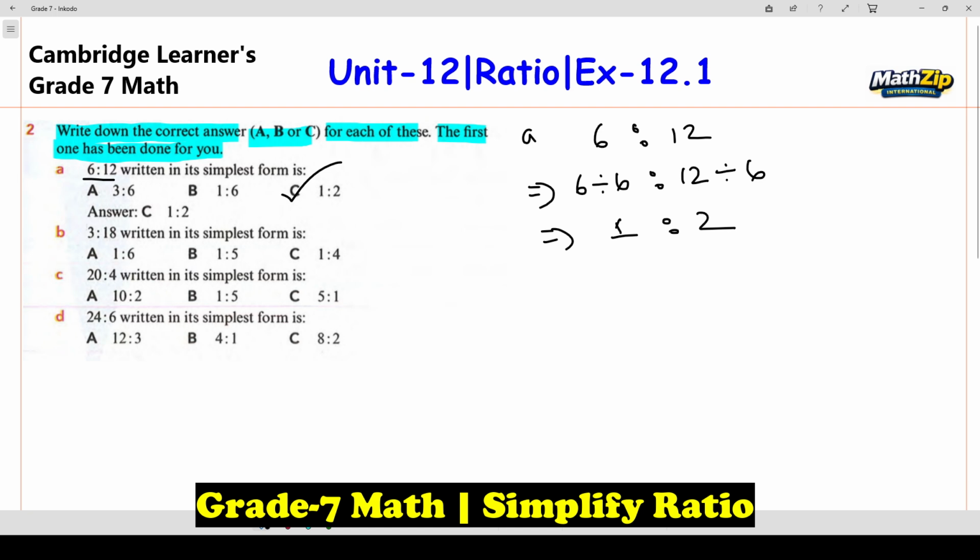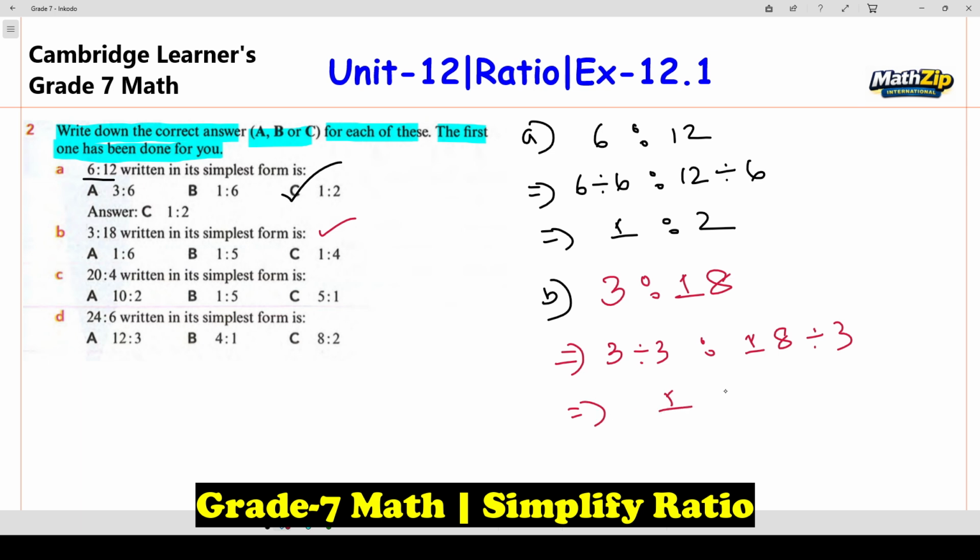Number B. 3 is to 18, written in its simplest form. So same thing, we can divide this one by 3. We will get 1 is to 18 divided 3, it will be 6. So 1 is to 6 is our correct answer. Number C.